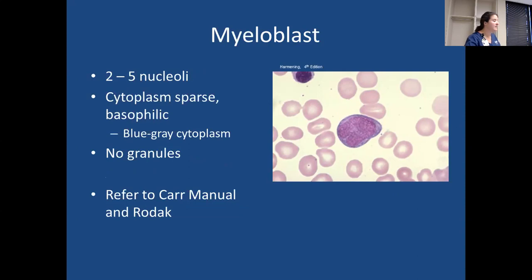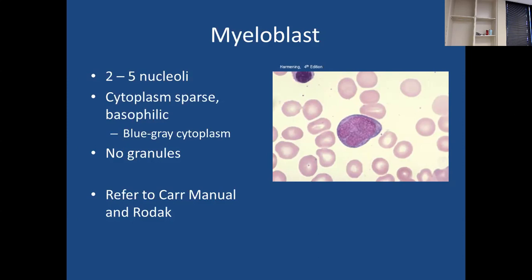All right, so you have the presence of 2 to 5 nucleoli. Notice that most of that cell is nucleus, and your cytoplasm is like a blue-gray. All right, so I have a caveat to this. We always train our students that myeloblasts do not have granules. That's one way to differentiate a myeloblast from a promyelocyte. However, if you read your textbook, there are different types of myeloblasts now. They're divided into 3 types: type 1, type 2, and type 3.